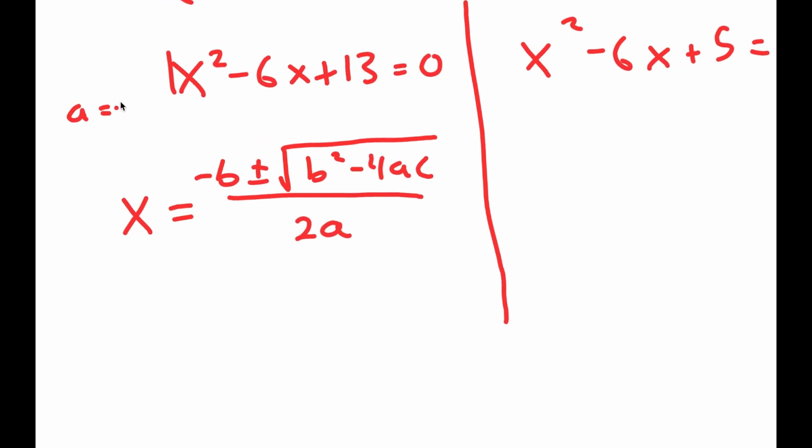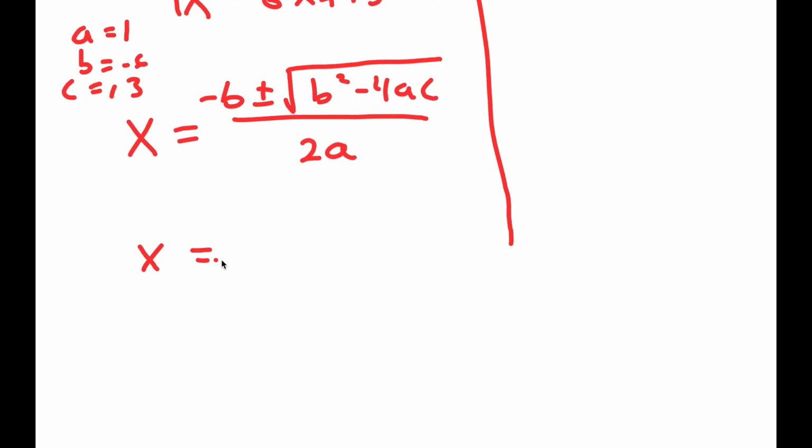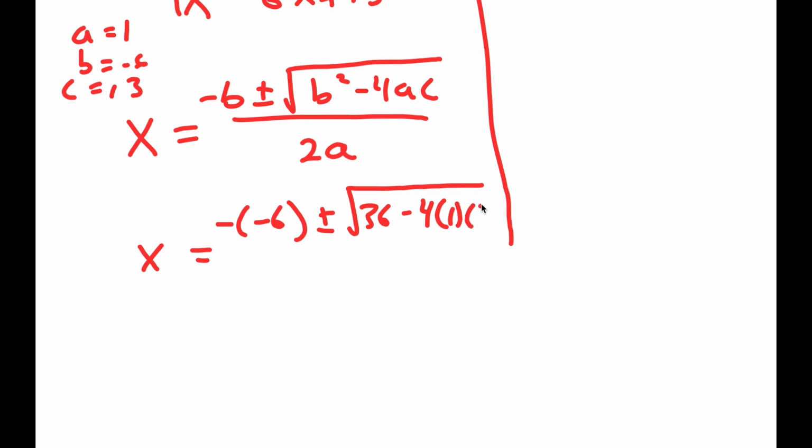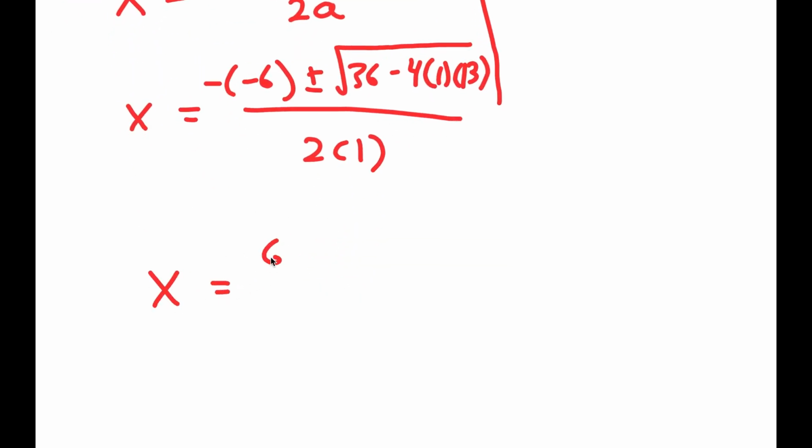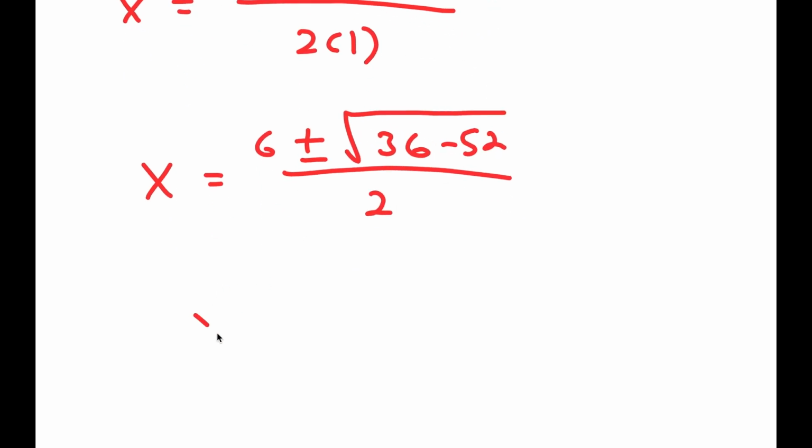And in this case, a is 1, b is negative 6, and c is 13. So I get x is equal to (-(-6) ± √((-6)^2 - 4·1·13)) / (2·1), where (-6)^2 is 36. And this is equal to (6 ± √(36 - 4·13)) / 2, where 4 times 13 is 52, which is equal to (6 ± √(-16)) / 2.